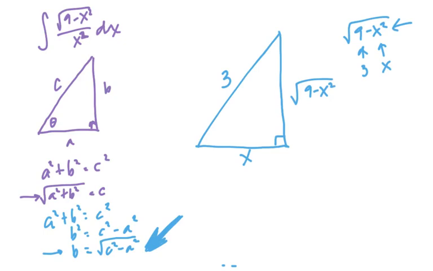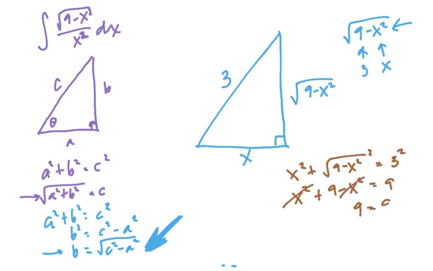If I write my triangle like this and I check it using the Pythagorean theorem, now I say x squared plus the square root squared equals 3 squared. So I get x squared plus 9 minus x squared equals 9. And the x squareds cancel, so 9 equals 9. Now that's the big part of the problem, is I set my triangle up correctly. And I need to put a theta in there as I use it.